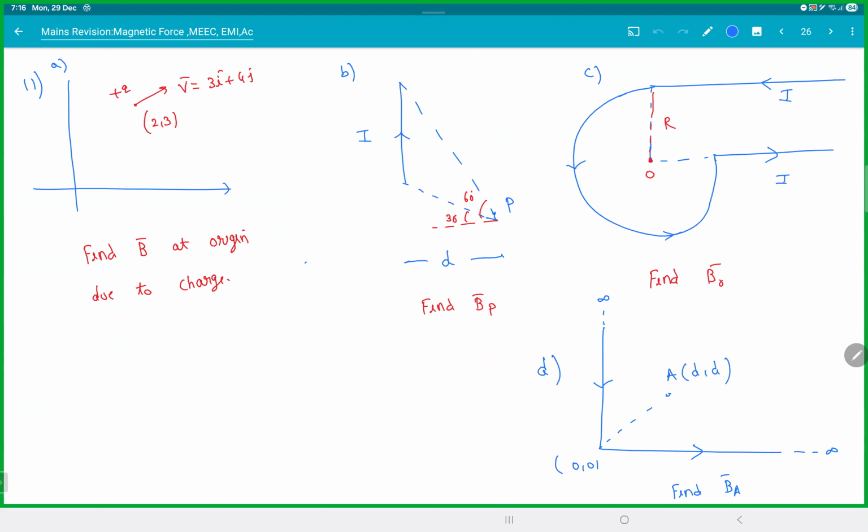Let's get these 4. We have a charged particle Q going with velocity 3i plus 4j, which is at 2, 3. Find the magnetic field at the origin. We have a finite current wire I, making angles 30 and 60 as shown. Find the magnetic field at P. Find the magnetic field at the center. Find the magnetic field at A, D, D.